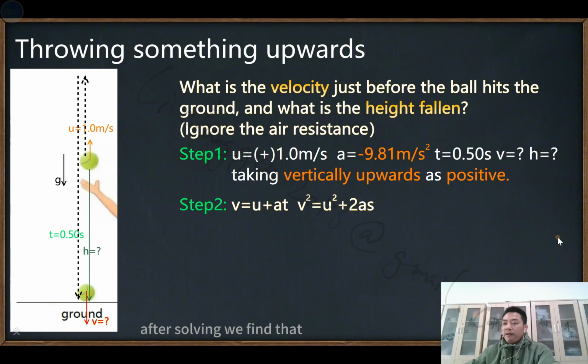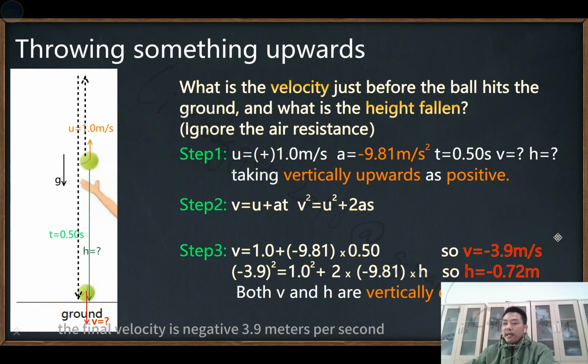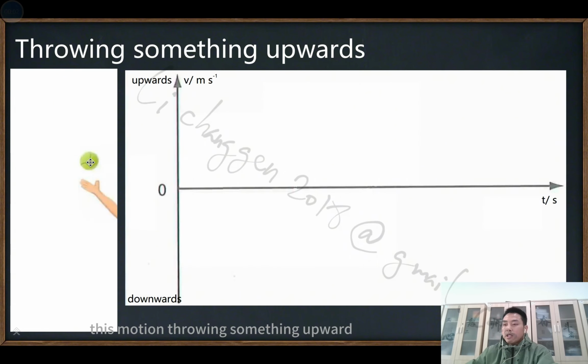After solving, we find that the final velocity is negative 3.9 meters per second. The negative sign means it's moving downward. The height fallen is about negative 0.72 meters. Again, the negative means downward displacement. This motion, throwing something upward, can also be shown on a velocity time graph.